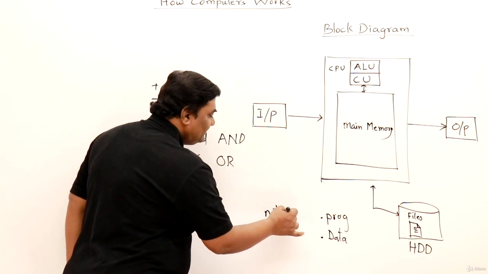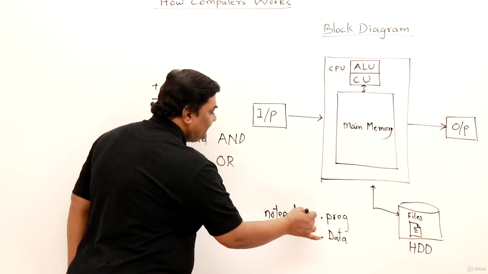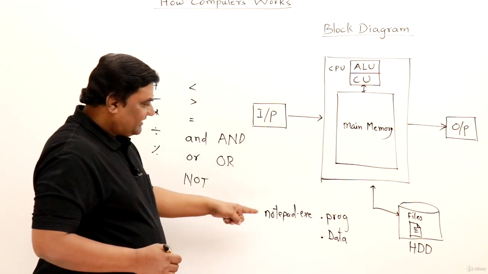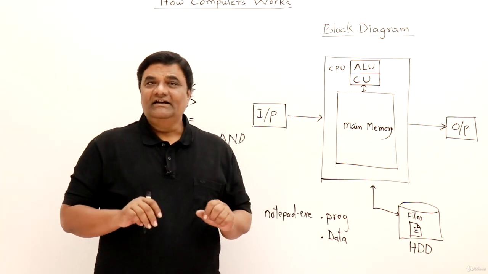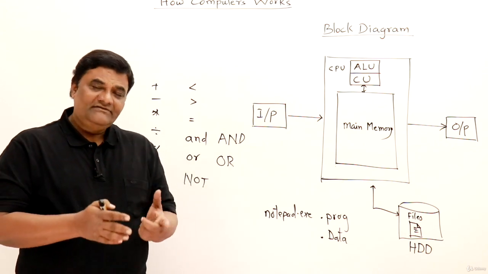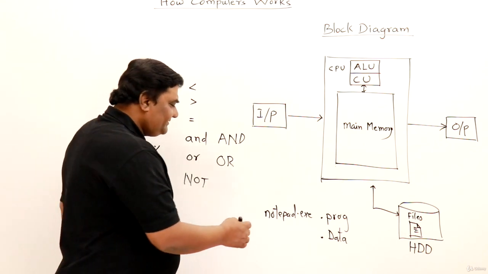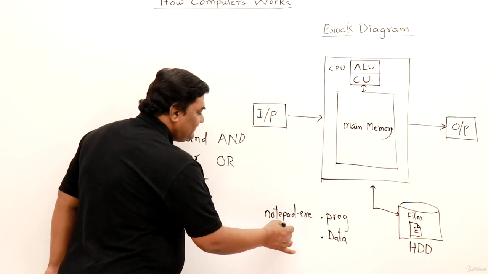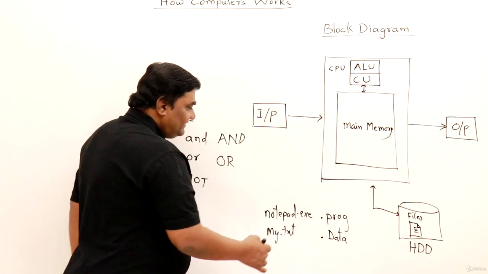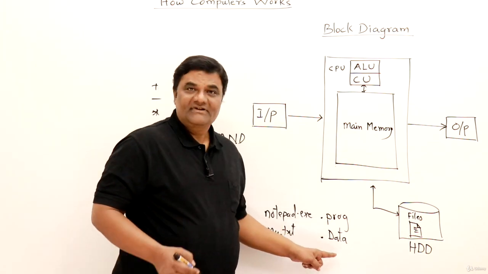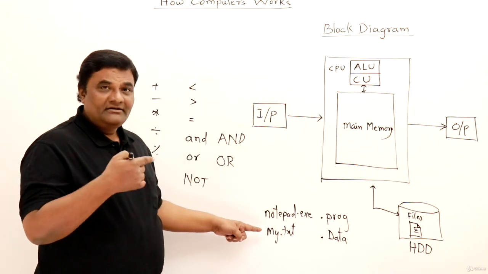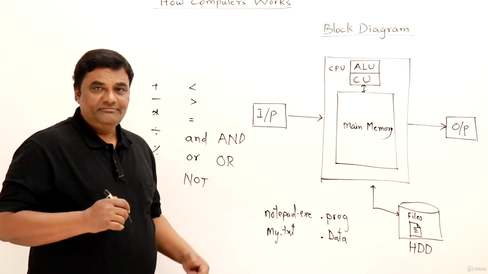notepad.exe. If you search for it, you can find this file. This is a program file. Now inside Notepad, if you type something and save, then it will be saved as a text file. So you may be saving it as my.txt file, right? So this is a program file and this is a data file. This data file is used by Notepad or generated by Notepad.